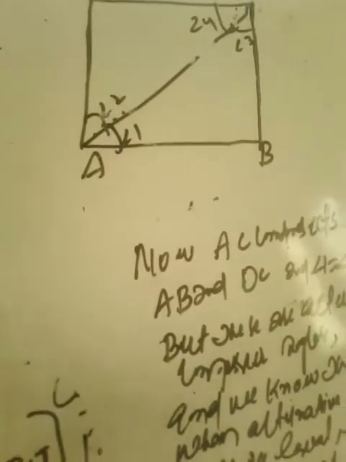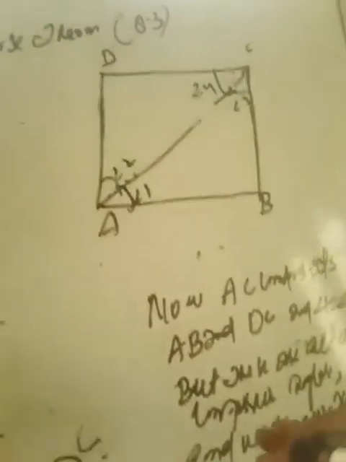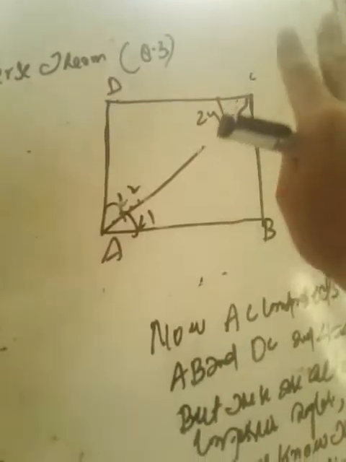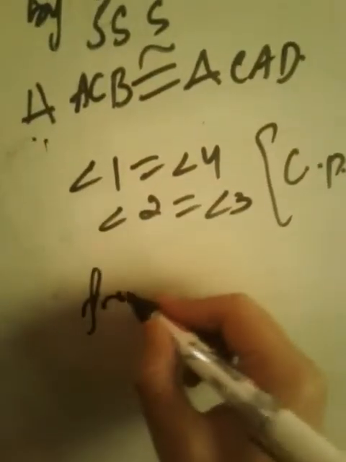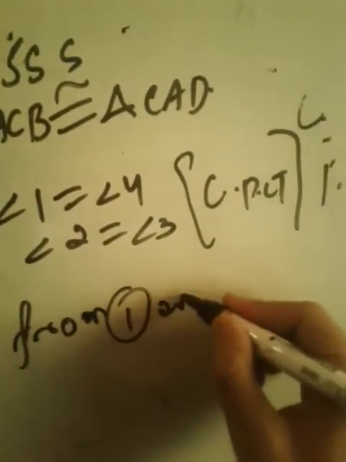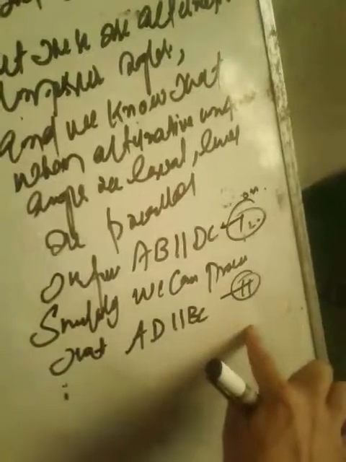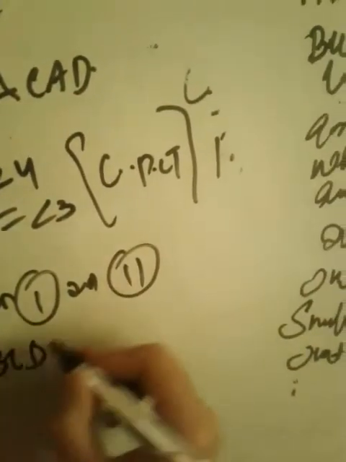You know, a quadrilateral is a parallelogram if its opposite sides are parallel. We have proved that opposite sides of the quadrilateral are parallel, so this is a parallelogram. From first and second, ABCD is a parallelogram. Why? Recall the first lecture: a quadrilateral is a parallelogram if its opposite sides are parallel.